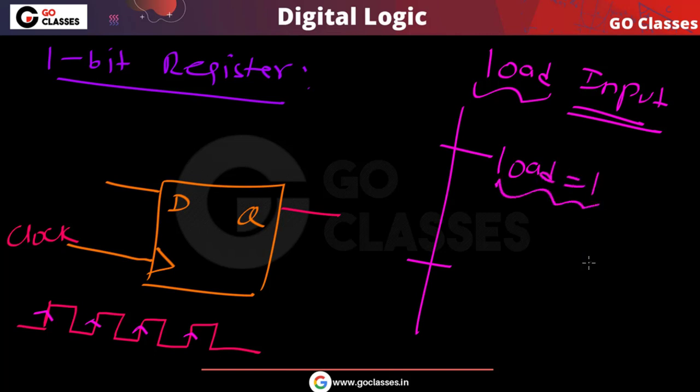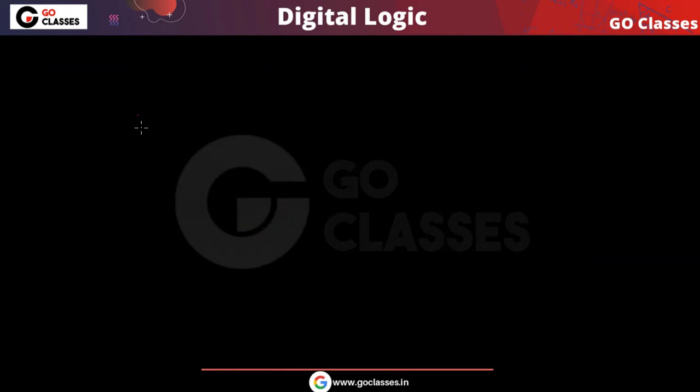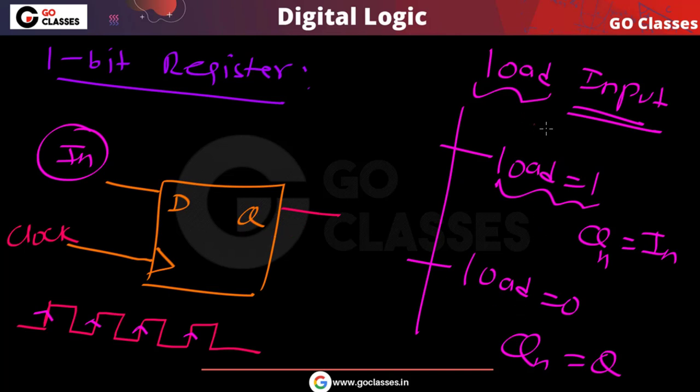When this load is 1, then we want this input to be stored, so q should be equal to in. And when this load is 0, then q next should be the previous q. So this is what we want. I hope this is clear to everyone. So remember what we want: when load is 1, we want to store the data, so q next, the next state, should be the input. And when load is 0, we want to retain it unchanged, so q next should be q.